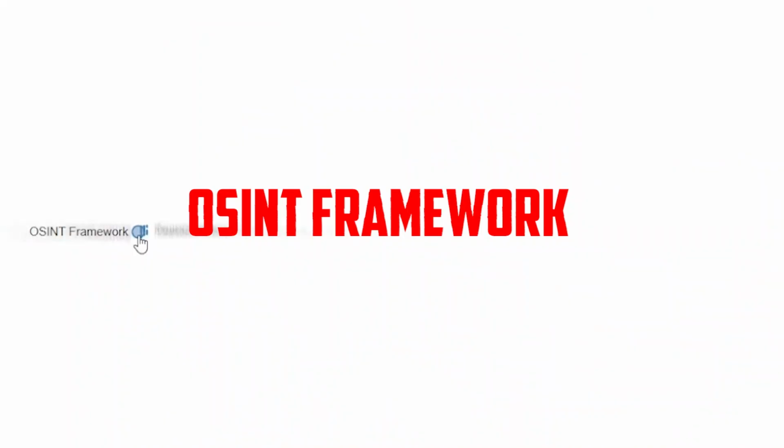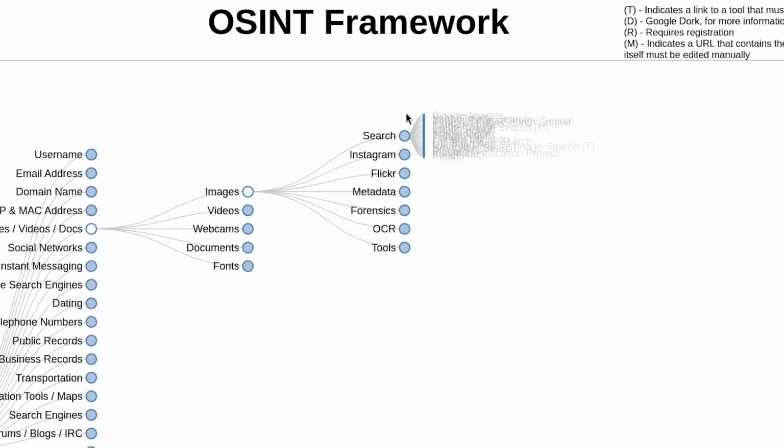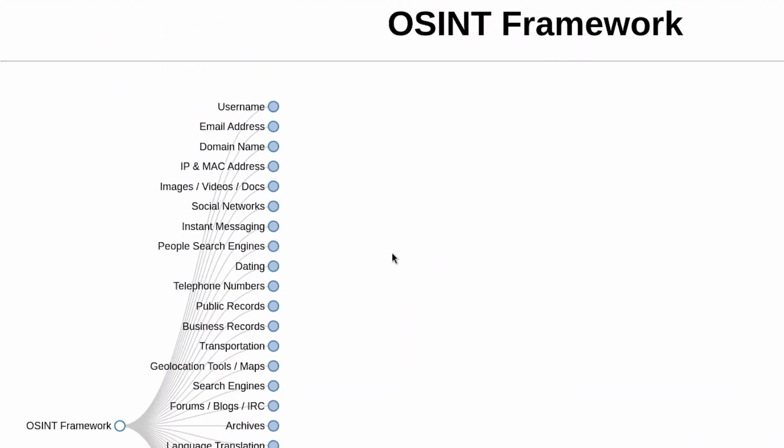So, what exactly is the OSINT framework? It's an organized collection of free resources and tools that help investigators gather open-source intelligence efficiently.